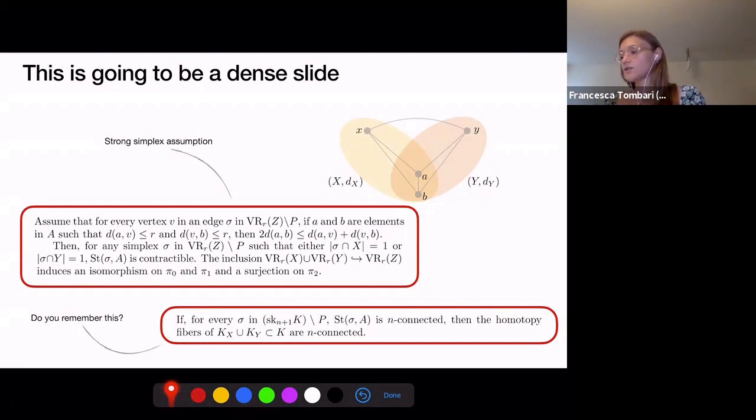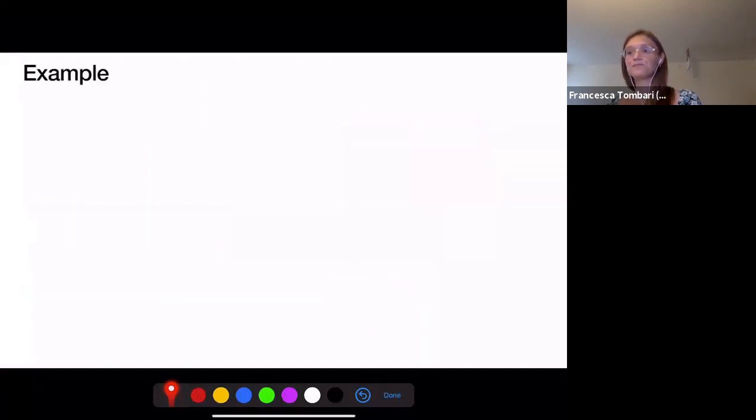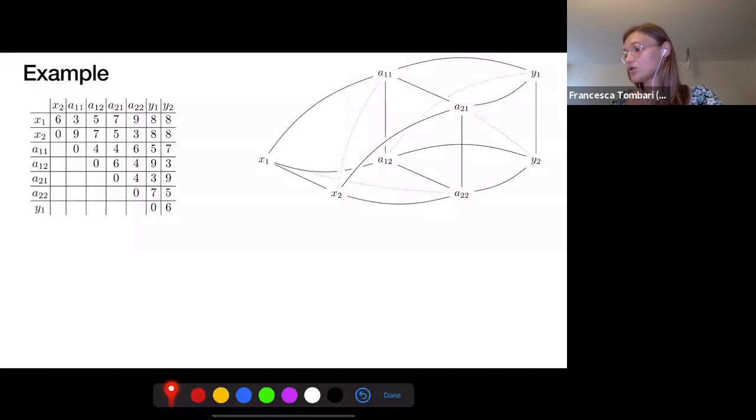All right, so what I want to say next is I want to show you an example that tells you that the theorem that I just showed you is actually sharp, in the sense that with this strong simplex assumption on a metric gluing, we cannot say more on the homotopy groups, sorry, that are higher than pi 2. And this is an example that should show it.